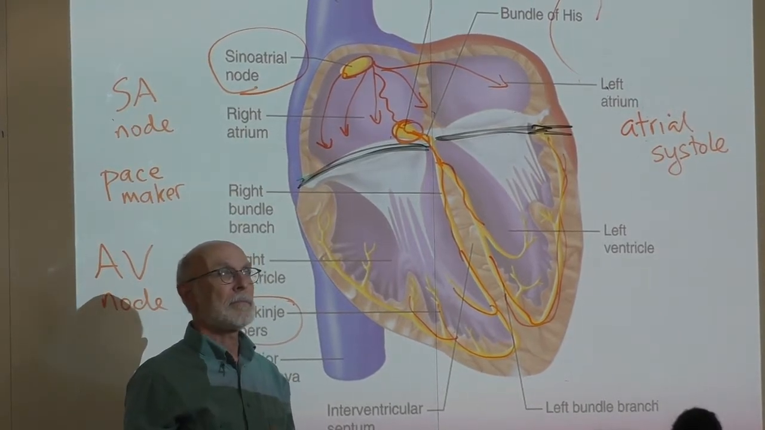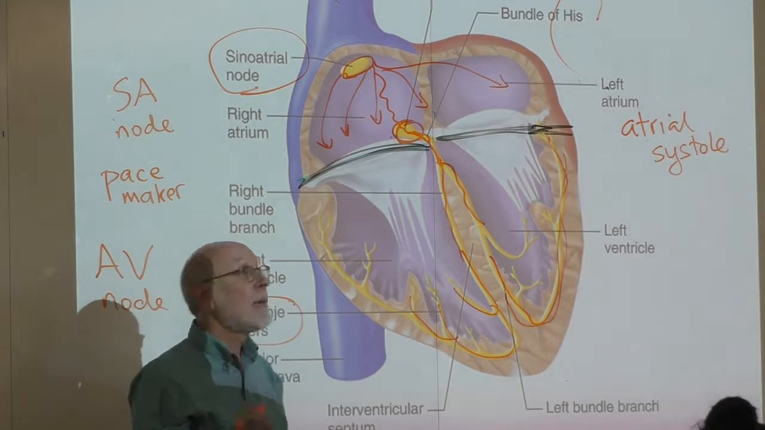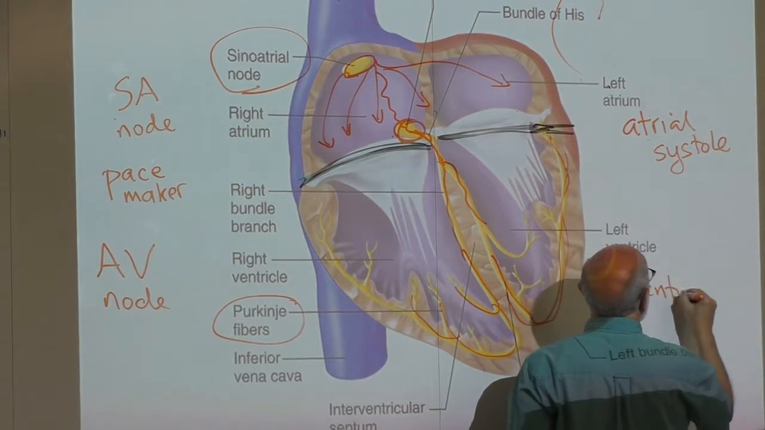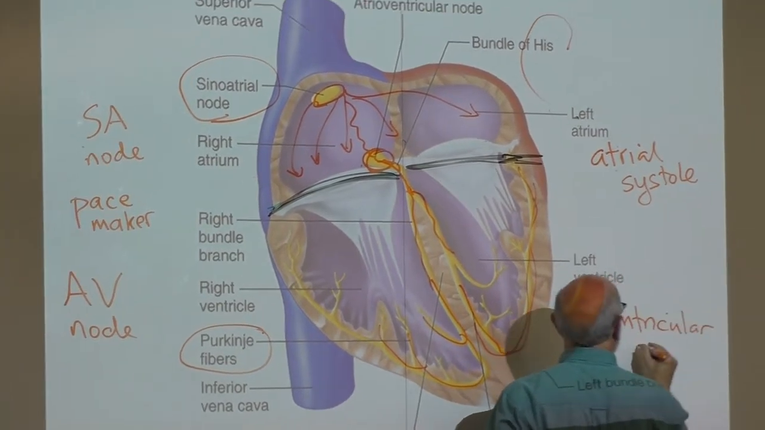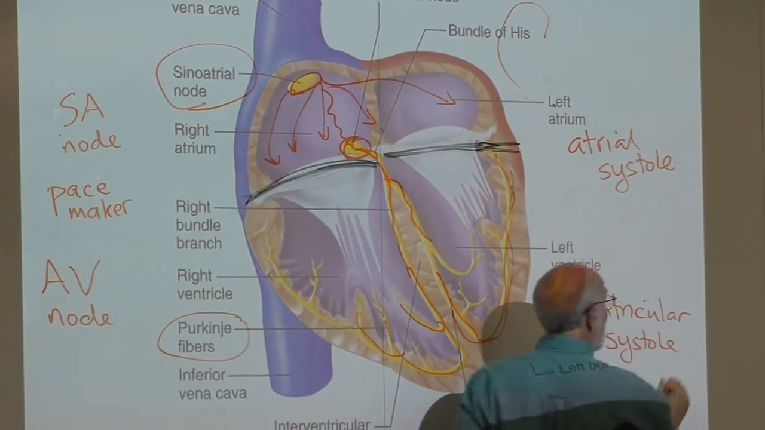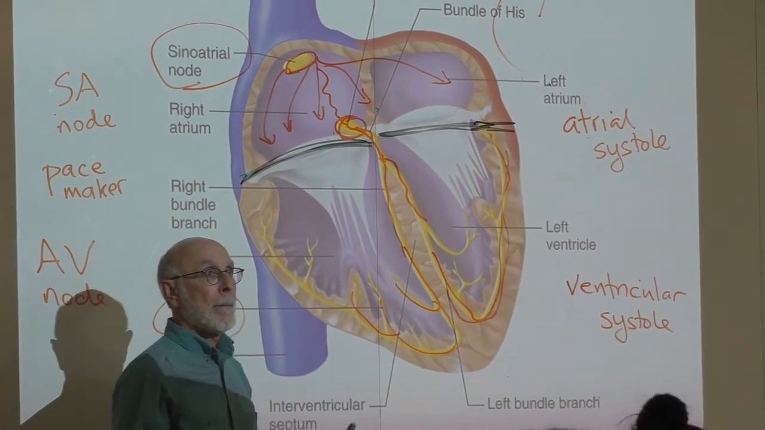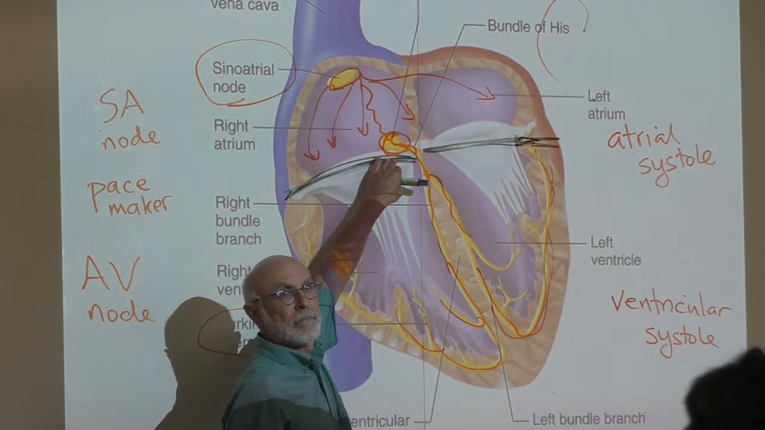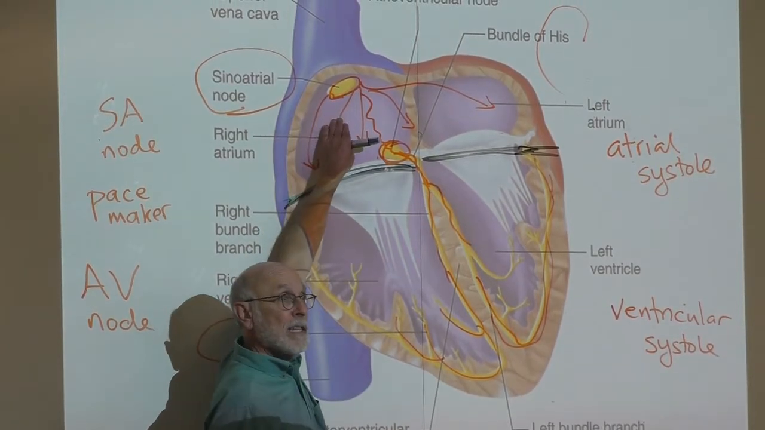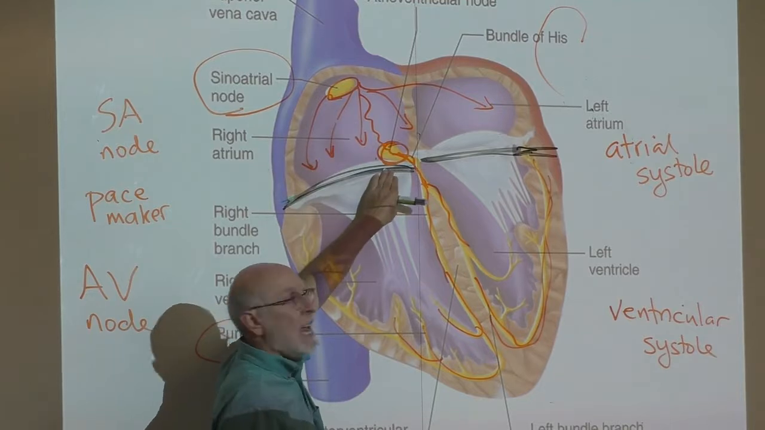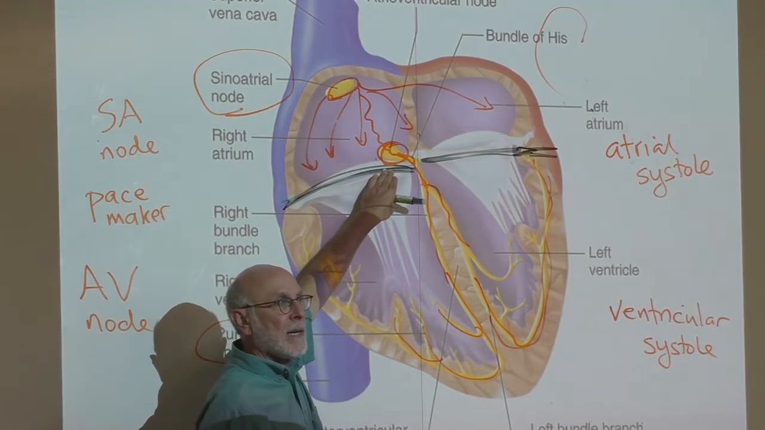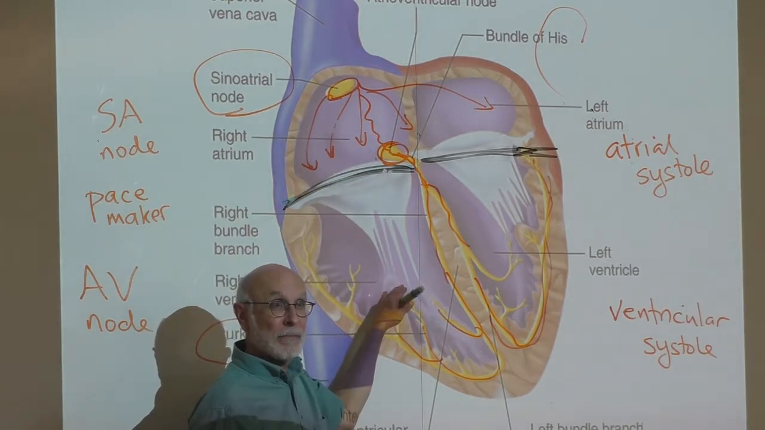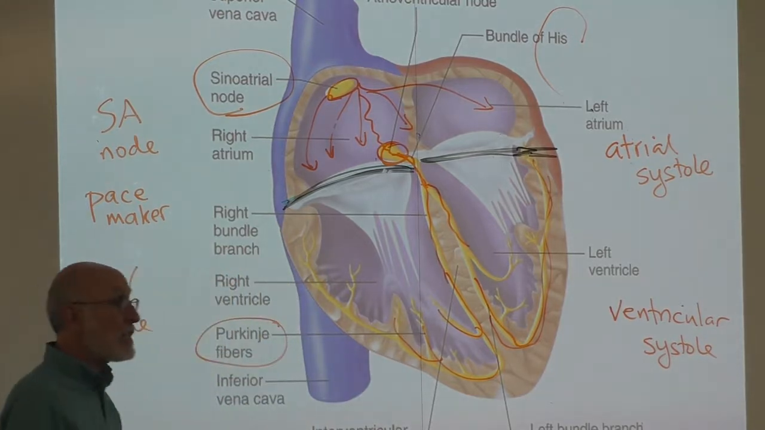The delay between atrial systole and ventricular systole is important. There's a delay, and the delay is due to the AV node. So the SA node is the pacemaker, and the AV node is the delay maker between atrial systole and ventricular systole. Is that clear? We'll get into the mechanisms of that pacemaking and that delay in a few minutes.